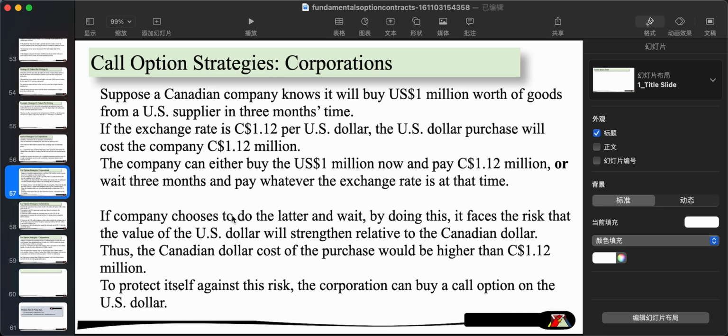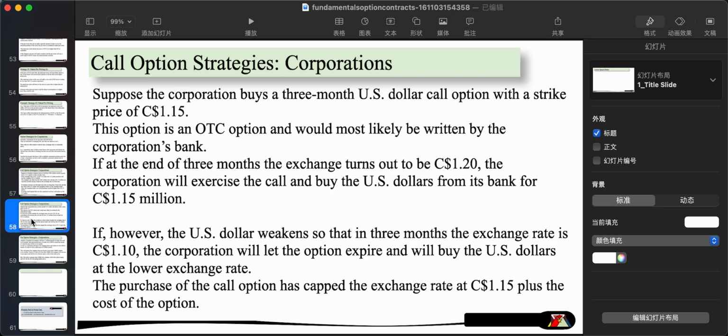If the company chooses to do the latter and wait, it faces a risk that the value of the US dollar will strengthen relative to the Canadian dollar. Thus, the Canadian dollar cost of the purchase would be higher than Canadian $1.12 million. So to protect itself against this risk, the corporation can buy a call option on the US dollar. So basically hedging the forex risk, like the currency risk. So, call option strategies for corporations.